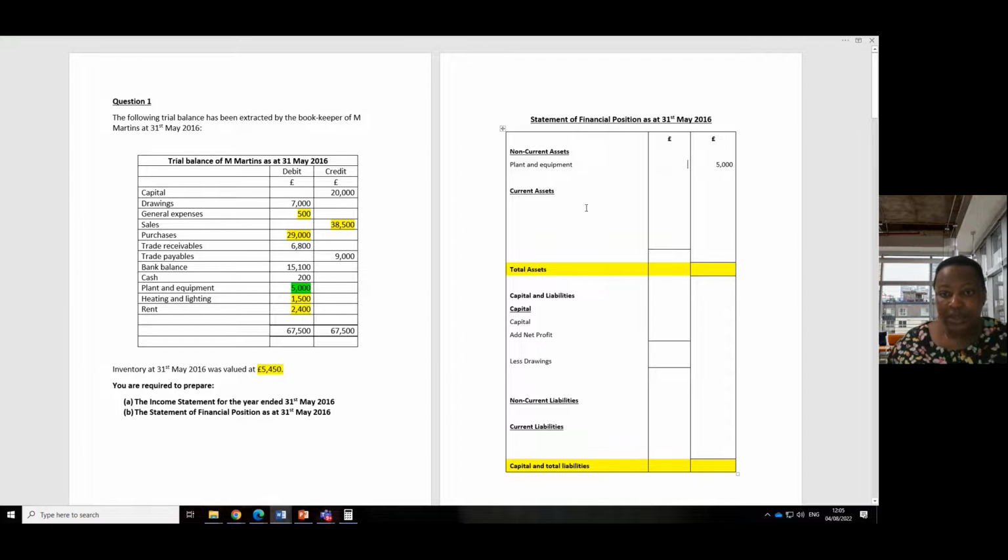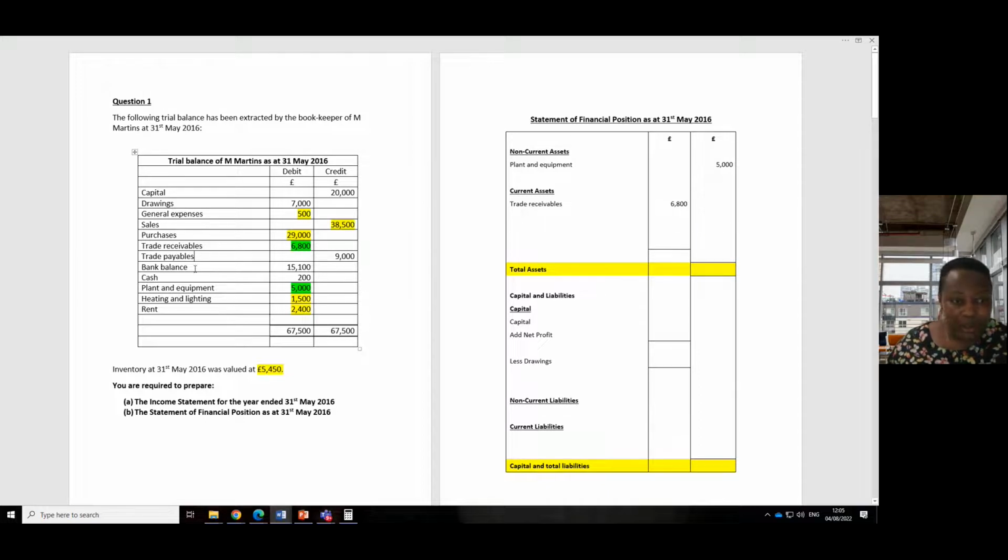What about current assets? What are the current assets that will be given? Let's see. No, that's not purchases. Trade receivables. So we have here trade receivables as a current asset. If you haven't watched the video on accounting terms explaining each of these key things, please refer to that video. So here are the trade receivables. The amount that our customers are owing us is 6,800.